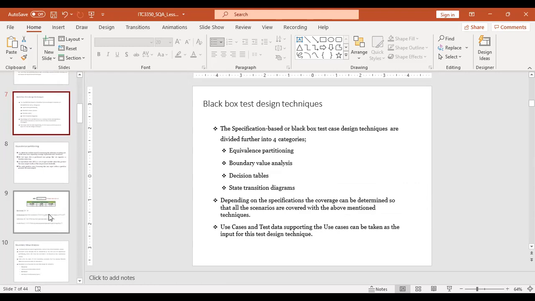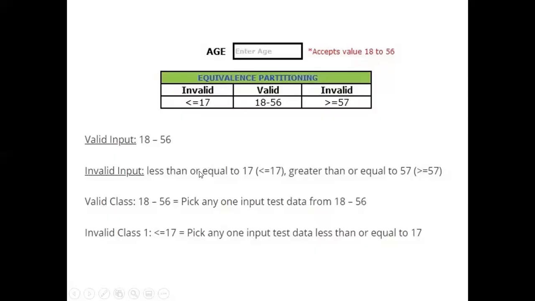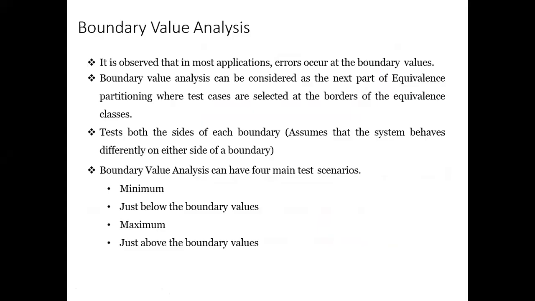So basically, we use test cases to compare the expected result and the actual output of a particular input field of a system. Okay, right. Now, did you clearly understand what equivalence partitioning is and how to do it? Shall we move to the next technique? Okay. The next technique is boundary value analysis.